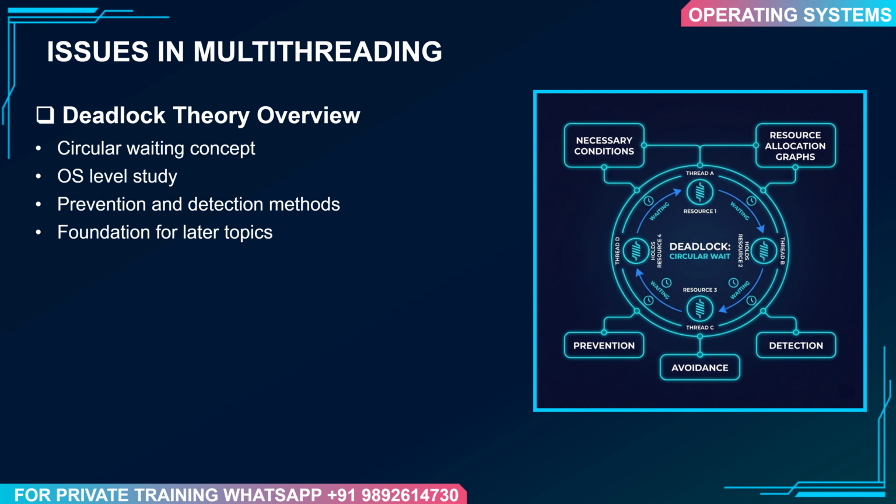Operating systems study deadlocks in great detail, which is why there is an entire module dedicated to them later in the course. Concepts like necessary conditions for deadlock, resource allocation graphs, prevention, avoidance, and detection all build on this basic idea. For now, remember that deadlocks are about circular waiting. Everyone is waiting, and no one is willing or able to move first.